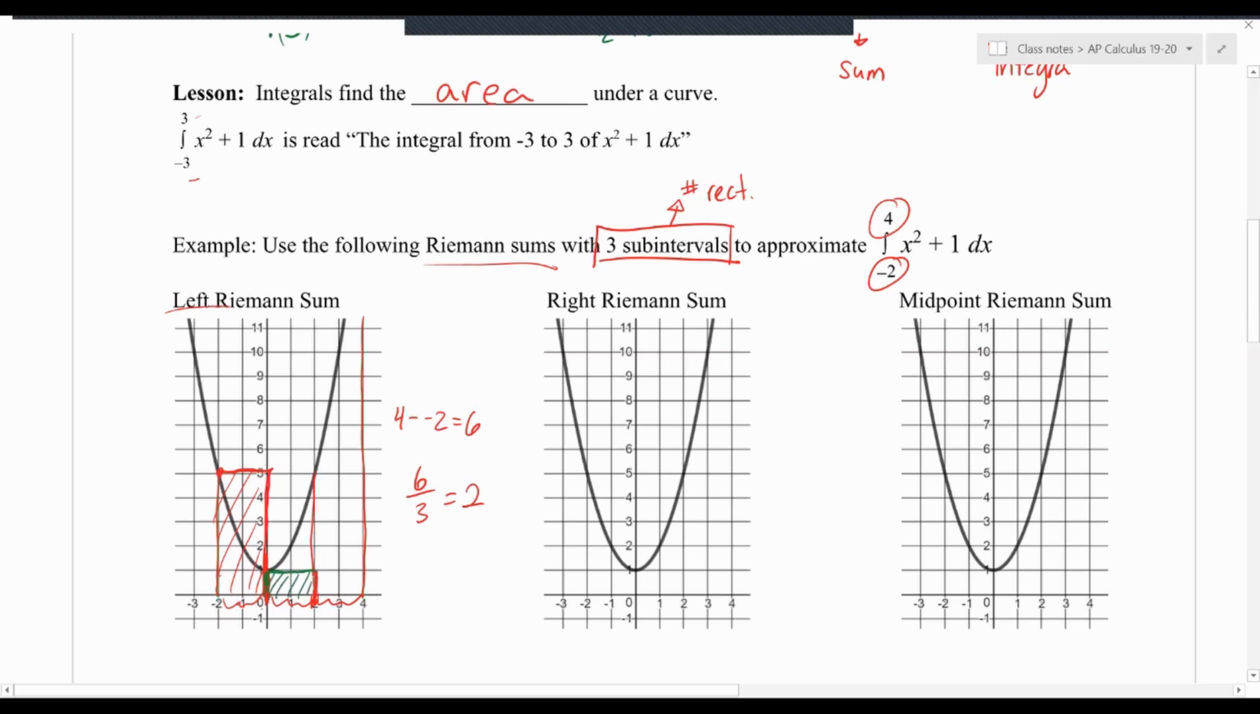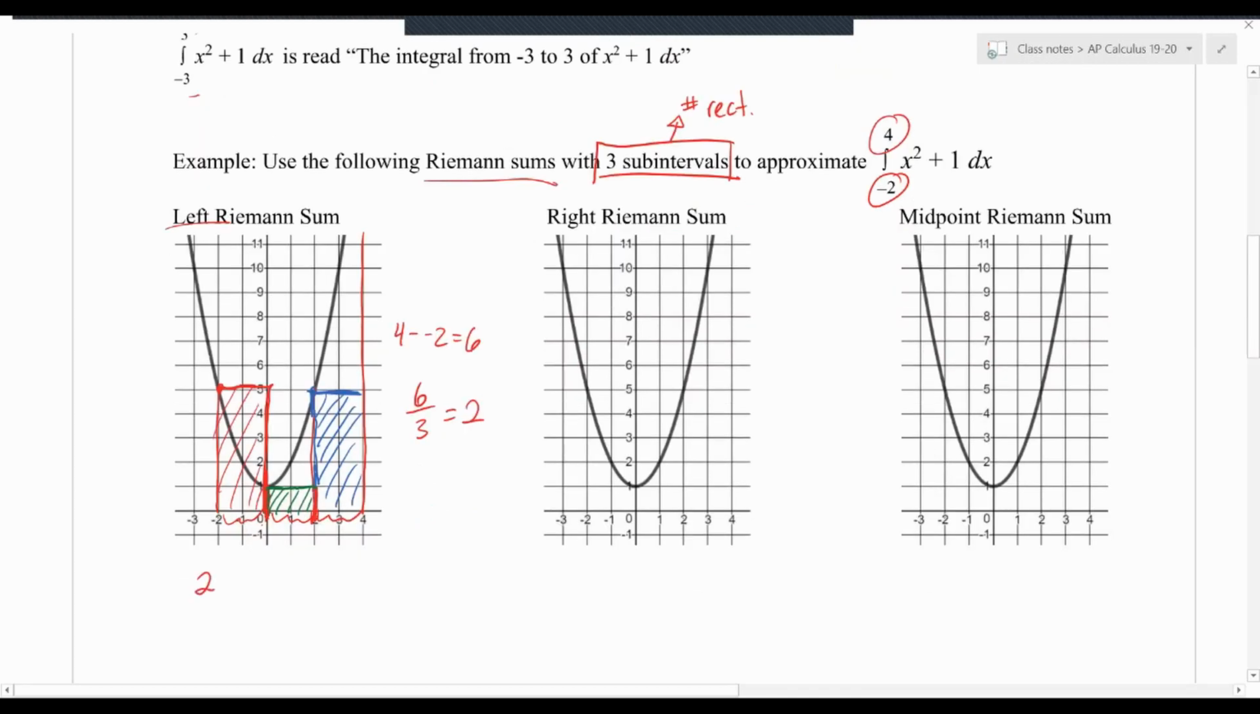And between -2 and 0, -2 is on the left. So I'm going to use -2, go up to my curve, and use that as my rectangle. So now let's find the approximate area using this left Riemann sum.